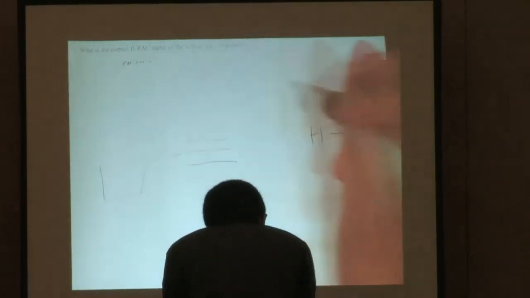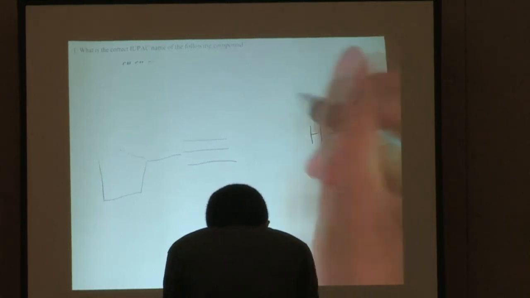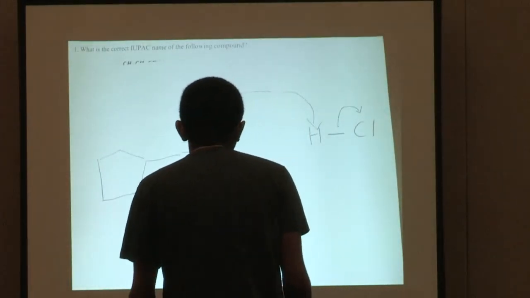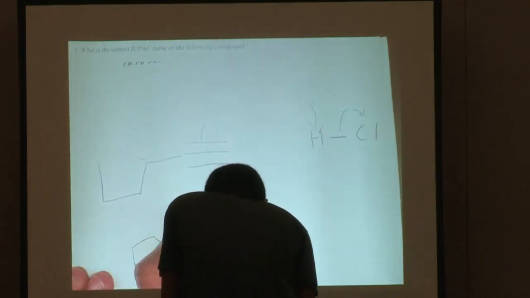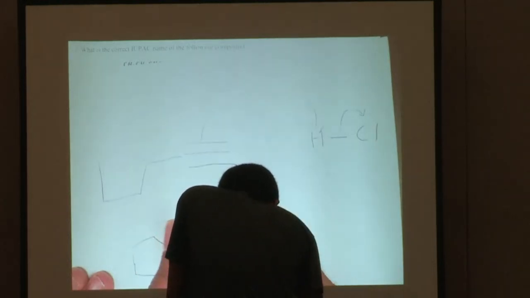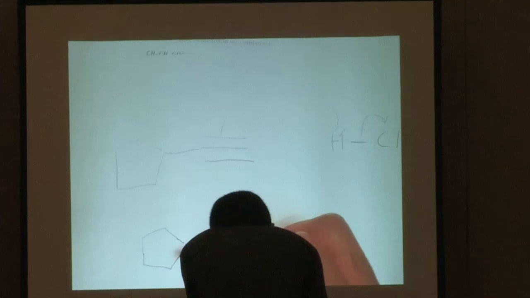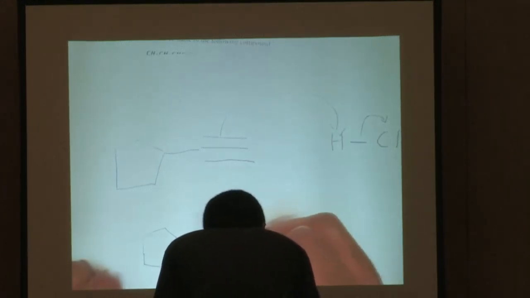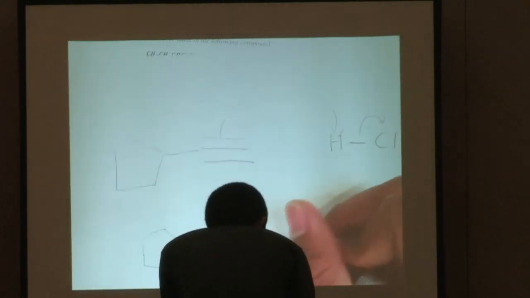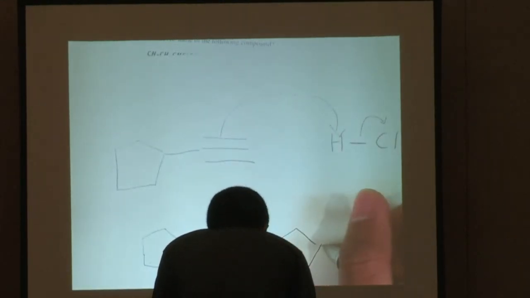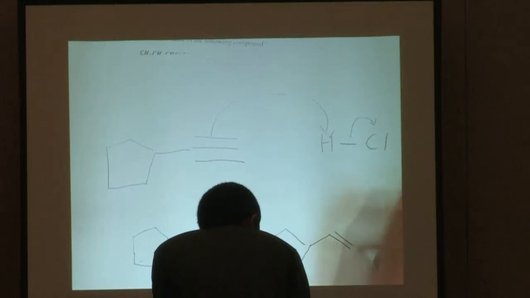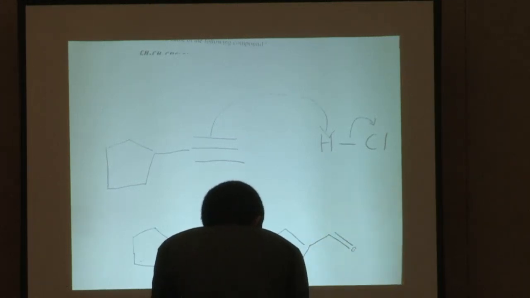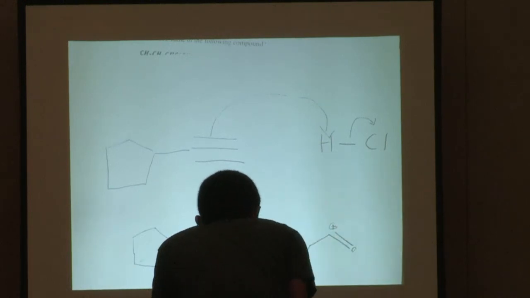So when you have this, the actual arrow mechanism will go: the double bond will attack the H, and then when the double bond attacks the H, for Markovnikov addition, you check to see which side has more hydrogens. Oh, I forgot to draw it. Because this side has two hydrogens, you know that your H got added on this side, so that's where that's going. So you're going to have a carbocation resting on this side.